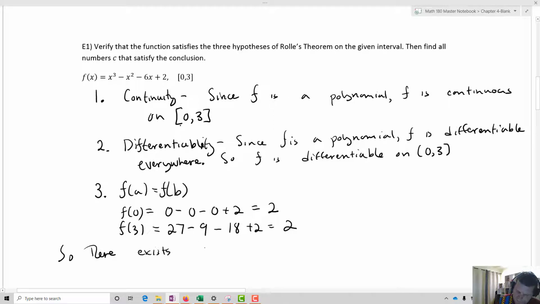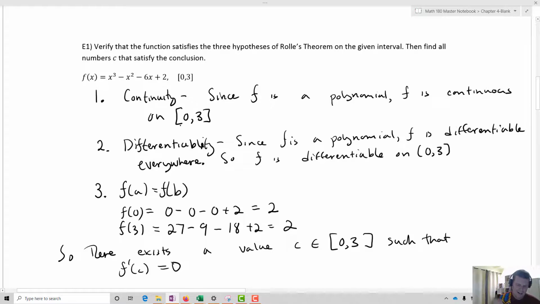So what this means is there exists, as a result, a value c belonging to 0 to 3 such that f prime of c equals 0. So now we know that that actually is true. In this case, it's not going to be so hard because basically all we're going to need to do is take the derivative and then show that in fact there is one in there. We'll find the one, okay?